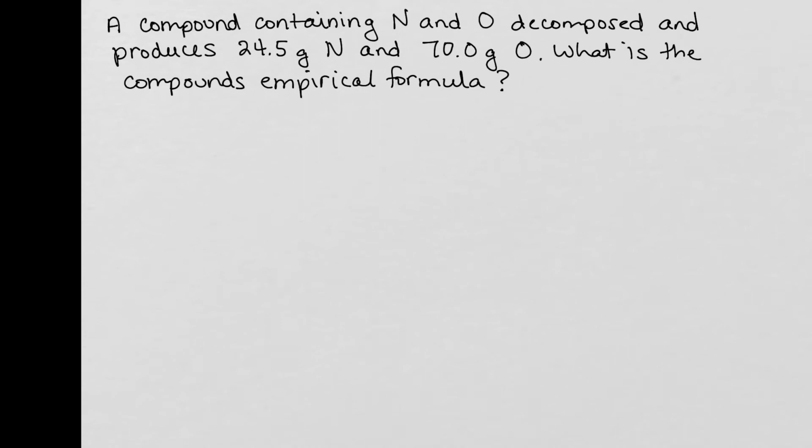We're going to look at a simple empirical formula calculation where we're given the mass of the different components of the compound, and then from that we determine what the empirical formula is. So our problem is a compound containing nitrogen and oxygen decomposed and produces 24.5 grams of nitrogen and 70.0 grams of oxygen. What is the compound's empirical formula? So we know the mass of our two constituents of the compound.